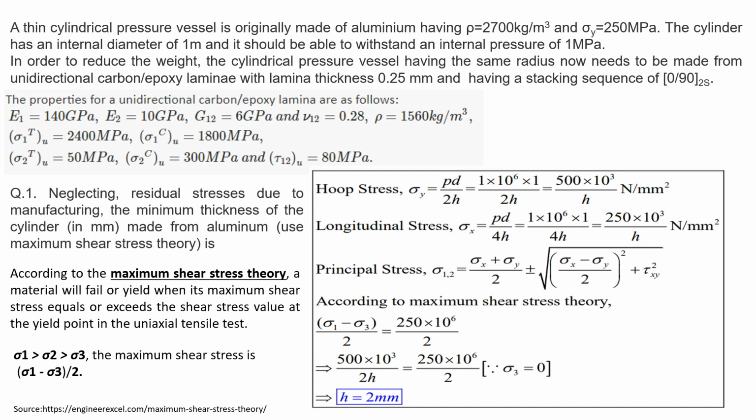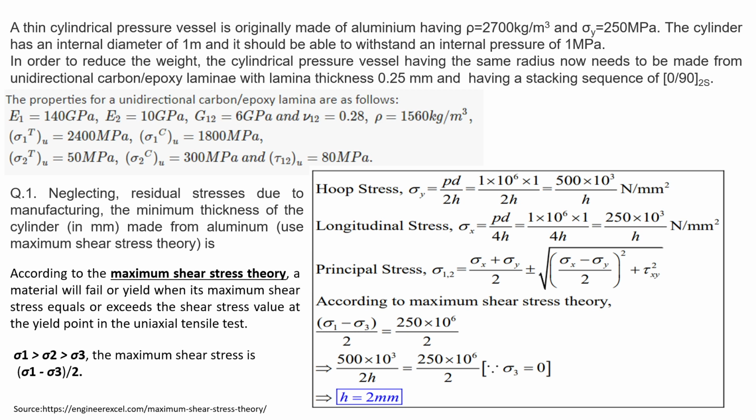So from that, that is the hoop stress. The hoop stress equation is Pd by 2h, where P is the pressure, D is the diameter, and h is the thickness. The pressure is given to us, that is 1 megapascal. The diameter is given, that is 1 meter, and the thickness is what we need to find out. So keeping the thickness as h, we can get the value of the hoop stress sigma y equal to 500 into 10 to the power 3 by h in Newton per millimeter square. Now this is the hoop stress and we also need the longitudinal stress sigma x. That is half of sigma y, so it will be 250 into 10 to the power 3 by h Newton per millimeter square.